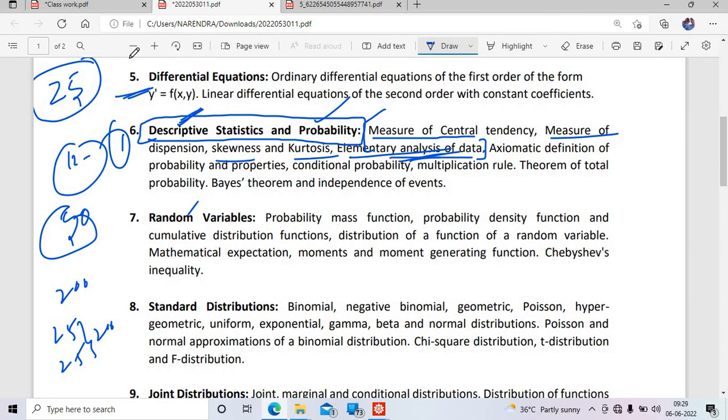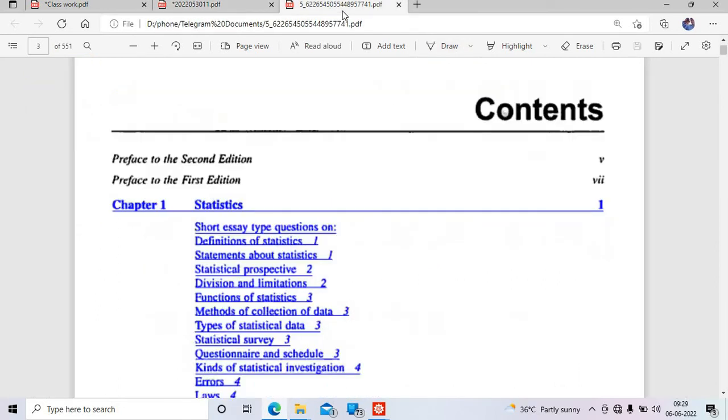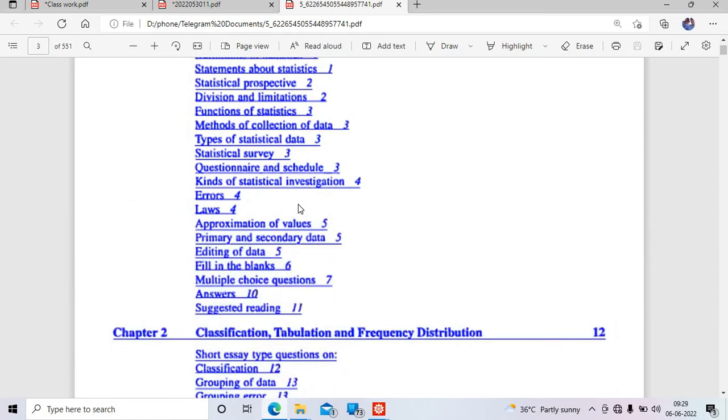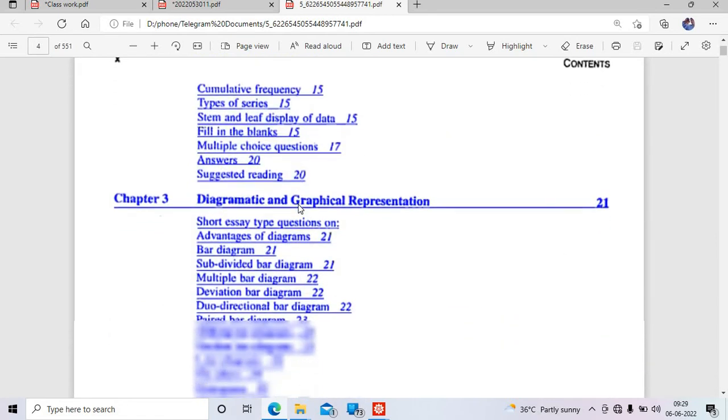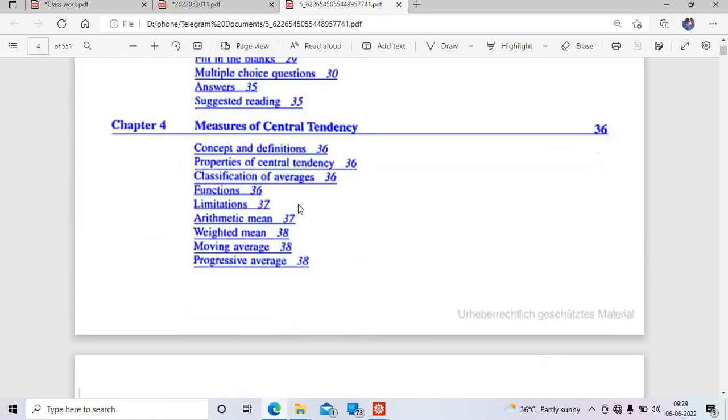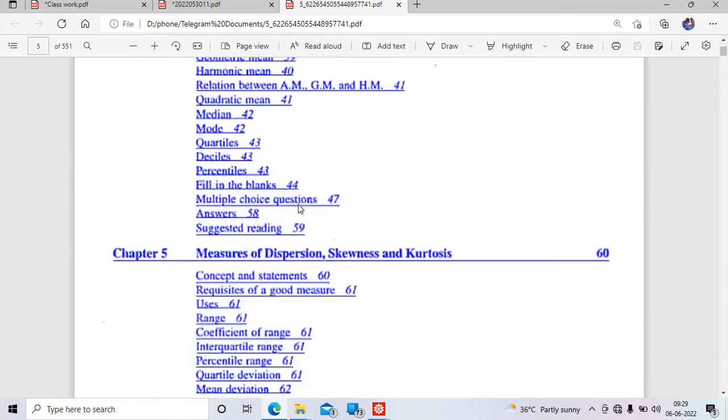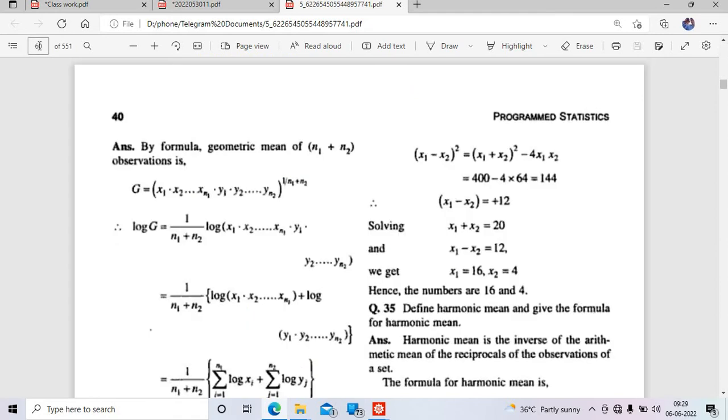So till now I explained these four parts: measures of central tendency, measures of dispersion, skewness, and kurtosis. Now we need to discuss the MCQs. There is one well-known book, that is BL Agrawal. If you study this book very well, then it is easy to score also. It is approximately 60 pages.